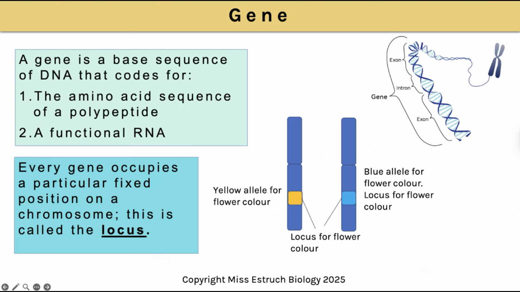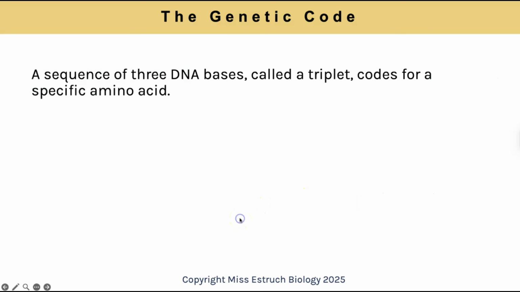A gene is a base sequence of DNA, and it codes for the amino acid sequence of a polypeptide and functional RNA. And the mark scheme is really specific that you do say a base sequence of DNA, not just a section of DNA. Every gene occupies a fixed position, which means a certain place on a chromosome, and that's known as the locus. So for example, here we've got the locus for flower colour. The gene is for flower colour, that's the locus, meaning the location. You would always find it on the chromosome.